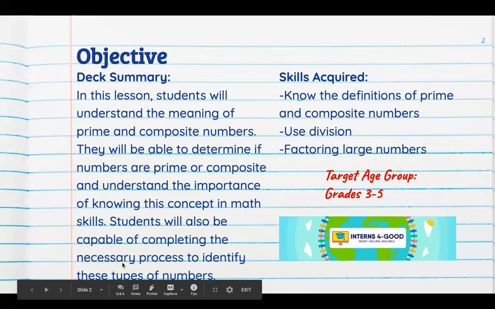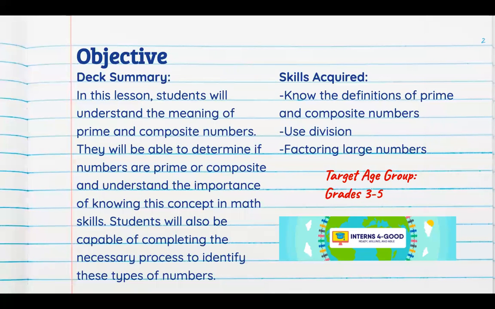So here's the objective for this lesson. In this lesson, students will understand the meaning of prime and composite numbers. They will be able to determine if numbers are prime or composite and understand the importance of knowing this concept in math skills. Students will also be capable of completing the necessary process to identify these types of numbers.